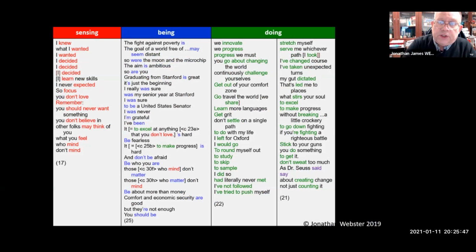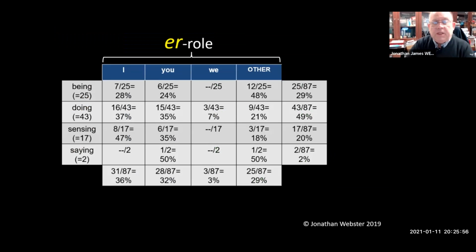I did the same thing with her speech that I did with Donald Tsang's. I broke it up into sensing, being, and doing. And I did a bit of counting. All right, so take a moment, look at this table that you see. At the top of it, you see ER role. What does that mean? Who is the doer? Who is the sayer? Who is the sensor? You notice they all end in ER, right? The initiator very often ends with an ER. So I'm going to say that that's the ER role, another way of saying the initiator.